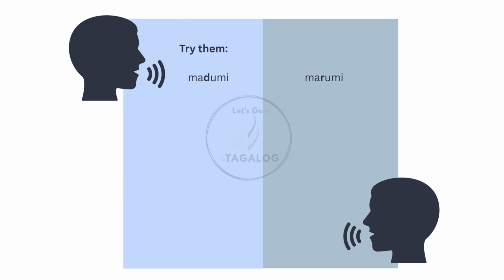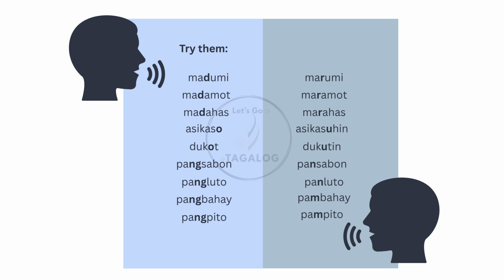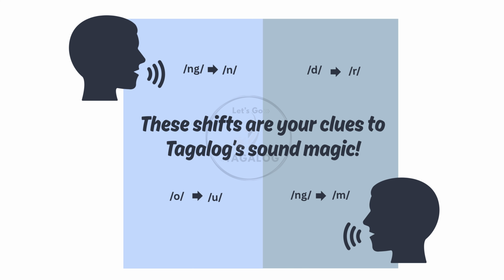Madumi, marumi. Madamot, maramot. Madahas, marahas. Asikaso, asikasuhin. Dukot, dukutin. Pangsabon, pansabon. Pangluto, panluto. Pangbahay, pambahay. Pangpito, pampito. These shifts are your clues to Tagalog's sound magic.